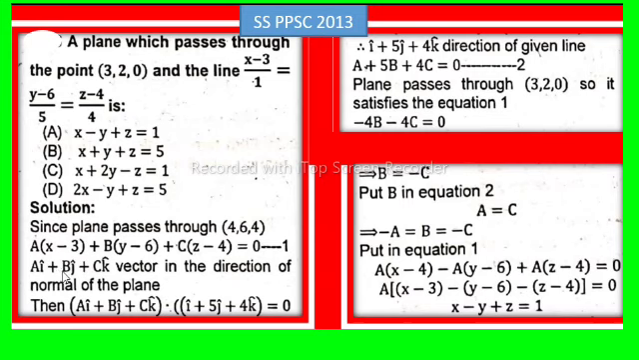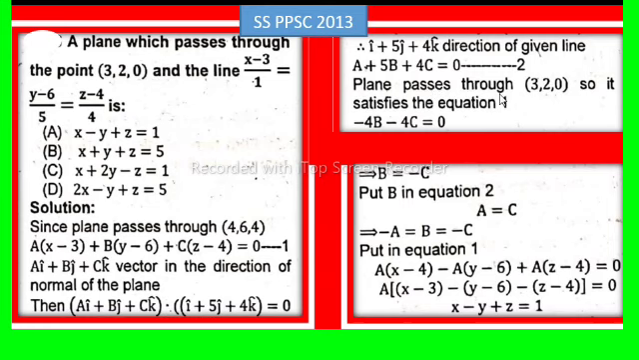Let a i unit vector plus b j unit vector plus c k unit vector be in the direction of the normal of the plane. The direction of the given line is i unit vector plus 5 j unit vector plus 4 k unit vector. The normal is perpendicular to the line direction, so a plus 5b plus 4c is equal to 0. That is equation number 2.